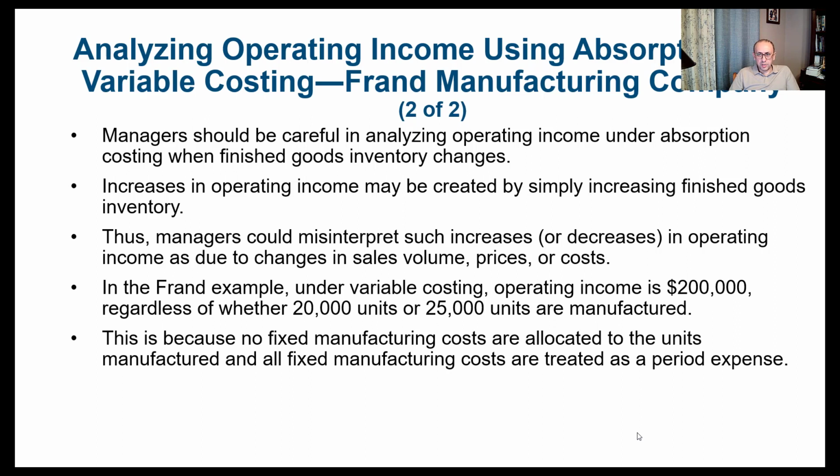In the example that we just had for a friend company, under variable costing, operating income is 200,000, regardless of whether 20,000 units or 25,000 units are manufactured. This is because no fixed manufacturing costs are allocated to the units manufactured, and all fixed manufacturing costs are treated as paid expenses.